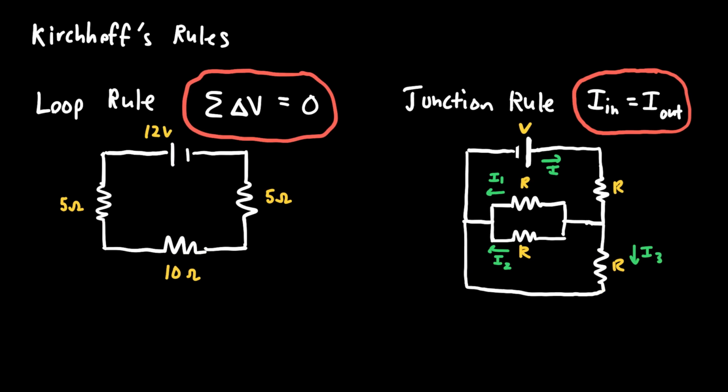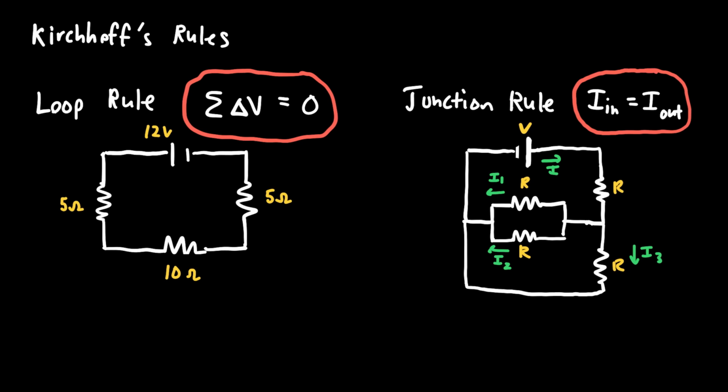Two rules that we need to know about in AP Physics 2 for analyzing a circuit are Kirchhoff's rules. I'm going to start with the junction rule on the right-hand side because the junction rule is pretty easy to understand. What the junction rule says, as a metaphor, is let's say we're at a four-way stop and there are cars approaching the four-way stop. The number of cars that enter the four-way stop is equal to the number of cars that leave the four-way stop.